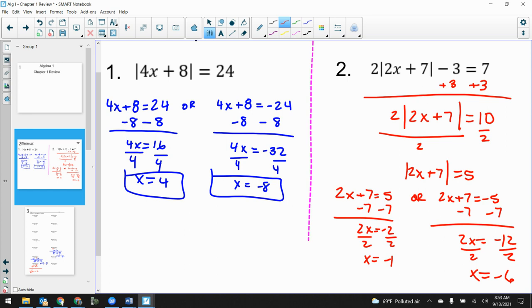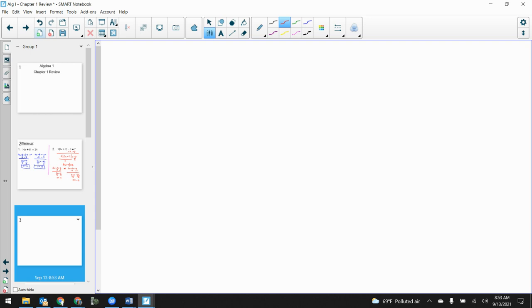So what you can't have is, if you have absolute value of 3x plus 4 equals negative 10, that would be no solution. If you ever get an absolute value equal to a negative, that can't happen. No solution.